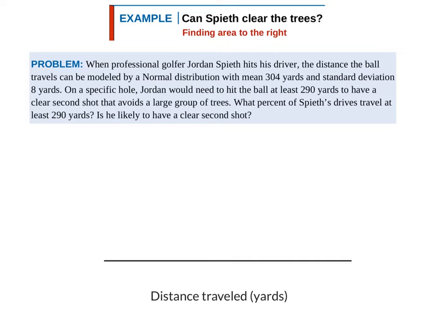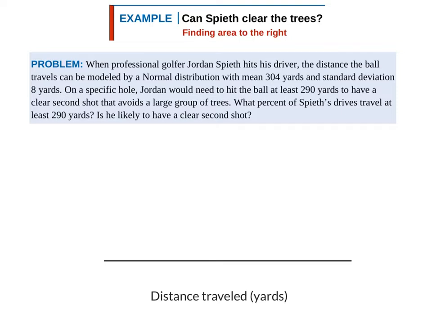The distance the ball travels can be modeled by a normal distribution. Again, how fun. It's got a mean of 304 yards and a standard deviation of 8 yards. On a specific hole, Jordan would need to hit the ball at least 290 yards to have a clear second shot that avoids a large group of trees. What percent of Spieth's drives travel at least 290 yards? Is he likely to have a clear second shot?